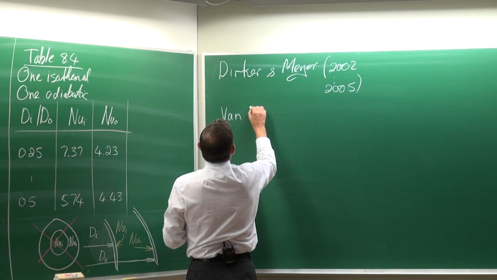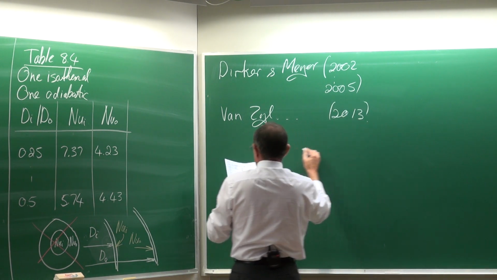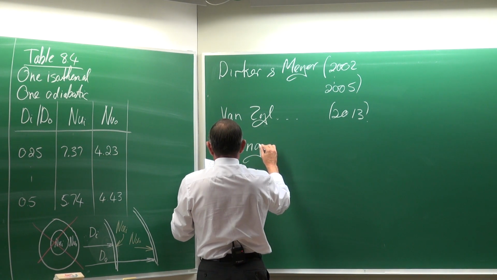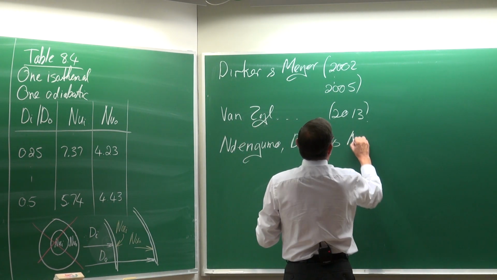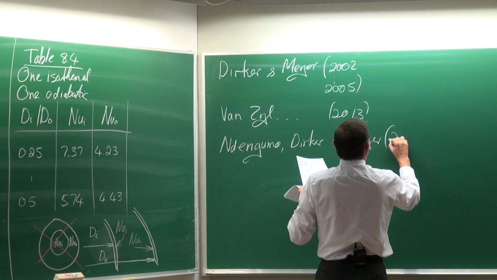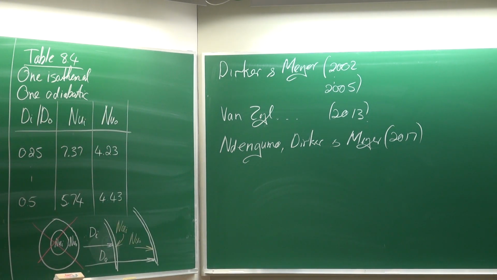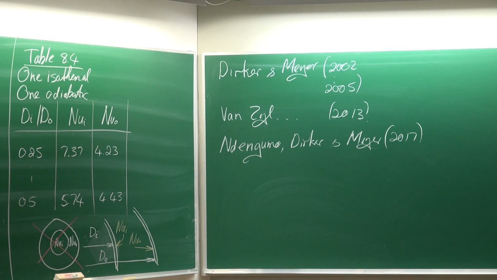And then there were two more students. The one is Van Zyl with Dirker and Meyer of 2013, and then another PhD student named Gruma Dixon, Dirker and Meyer of 2017. It is not that we can't stop with this work, it is just that it is much more complicated than you think, especially if you start looking at different applications of heating and or cooling. Right, any questions on the flow through annuli?